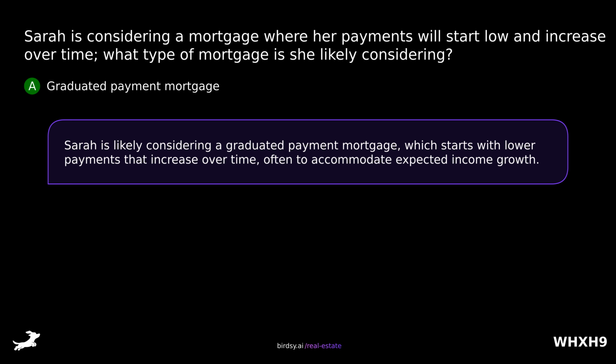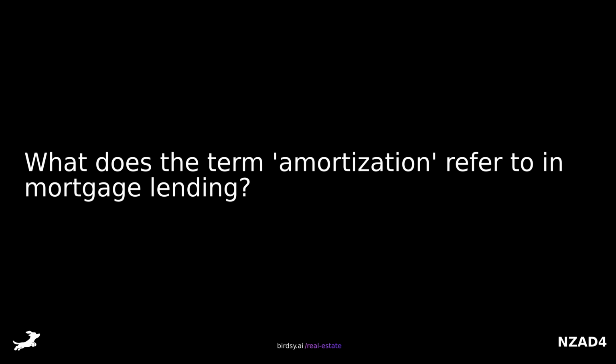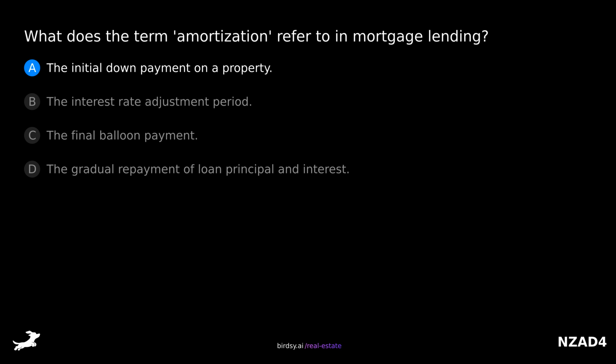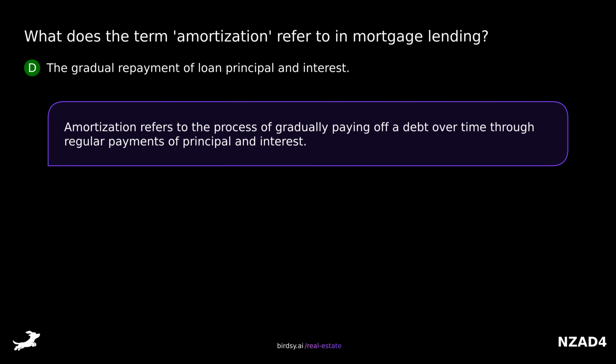expected income growth. What does the term amortization refer to in mortgage lending? Is it A, the initial down payment on a property, B, the interest rate adjustment period, C, the final balloon payment, or D, the gradual repayment of loan principal and interest? The correct answer is D, the gradual repayment of loan principal and interest. Amortization refers to the process of gradually paying off a debt over time through regular payments of principal and interest.